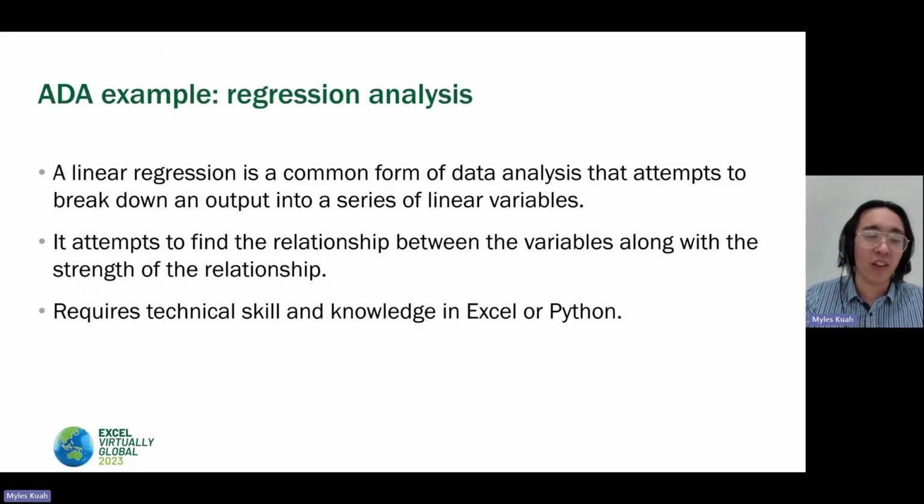So I'm going to show you an example of how easy it is and why this is so interesting to me. A linear regression is a common form of data analysis that breaks down an output, in our case Melbourne house prices, into a series of linear variables, in our case the number of bedrooms, distance from the city centre, the date, etc. It attempts to find the strength of the relationship along with the actual relationship itself between the variables. And to do a regression analysis, you need at least some technical skill and knowledge in either Excel or Python to do it.